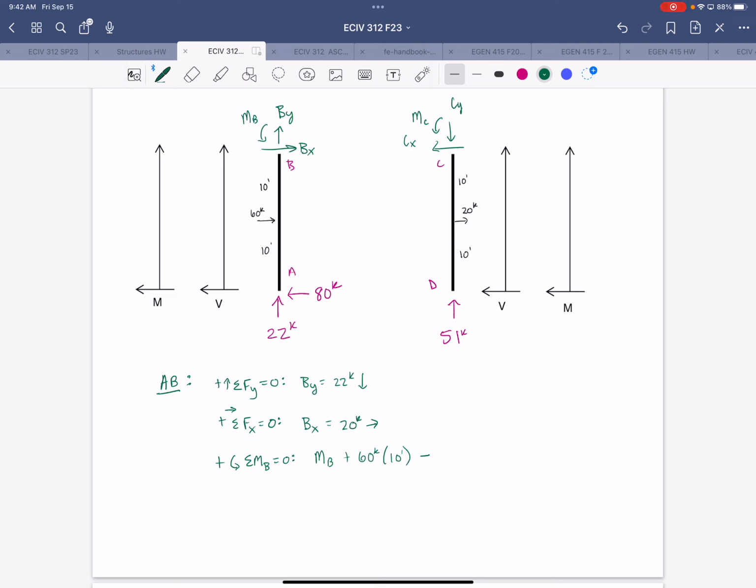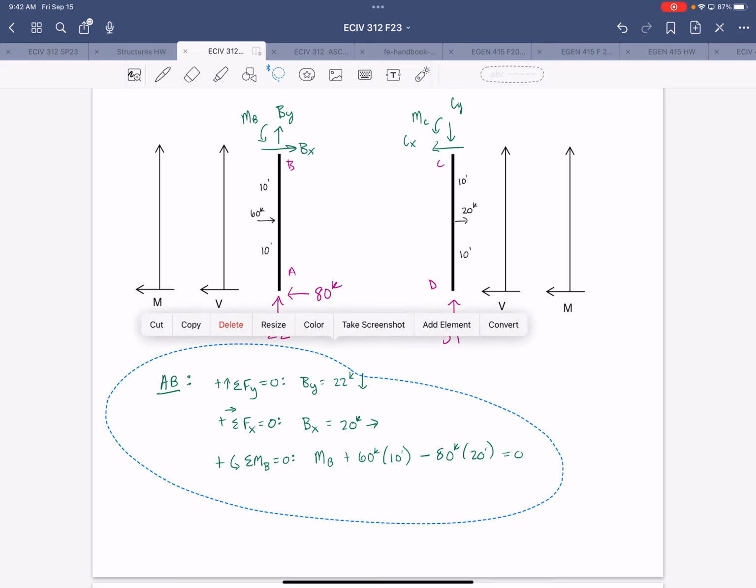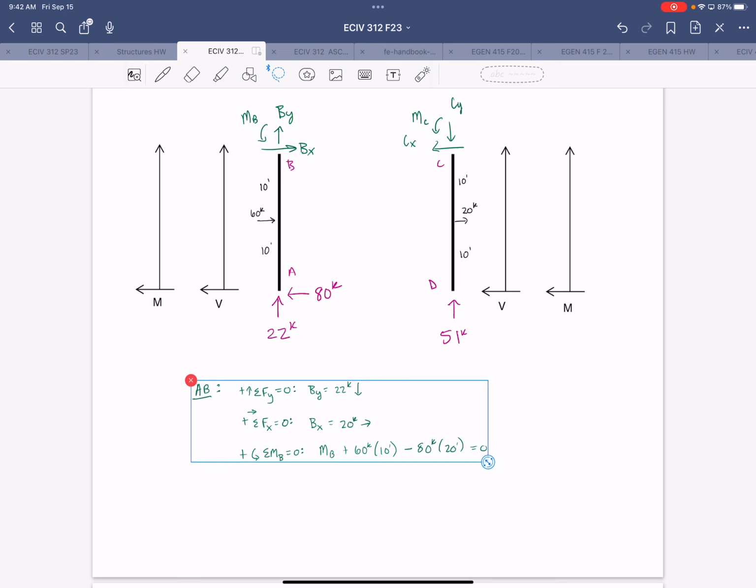So then that 80 kip force will cause a negative moment about B with a moment arm of 20 feet. And I'm going to run out of room, so I'm going to shrink this a little bit, move it over.